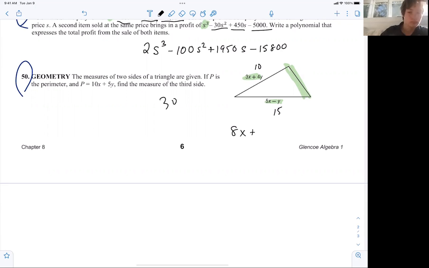8x plus 3y. Come on now, please participate. If you just participate in class, you should be able to get a C. If you do your homework, you should make an A.